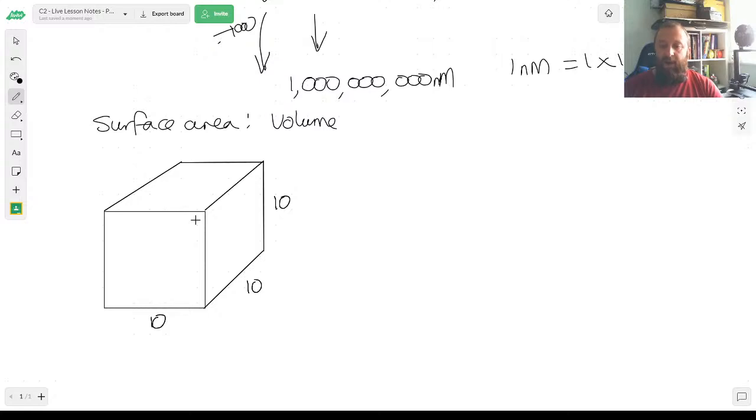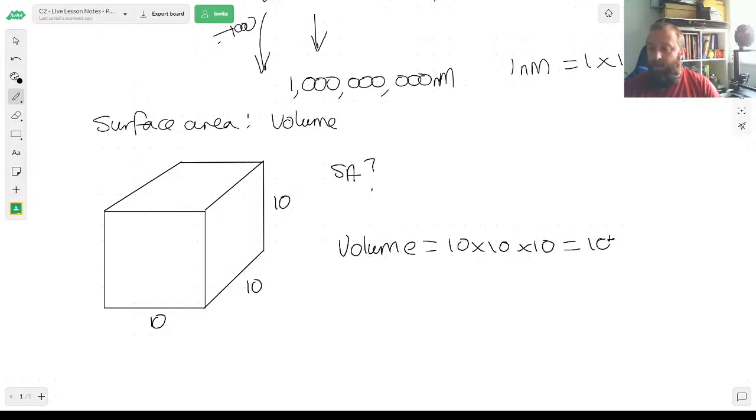Now, the number of times I've said to students, what is the surface area of this cube? And they've turned around and gone, it's 1,000. It is not 1,000. Okay? The volume is 1,000. Because the volume, 10 by 10 by 10, is going to equal 1,000 cubic centimeters. Make sure you get your units down when you are doing this.